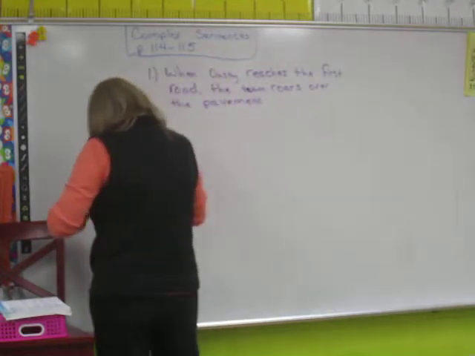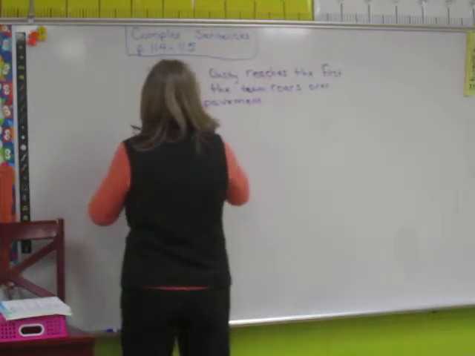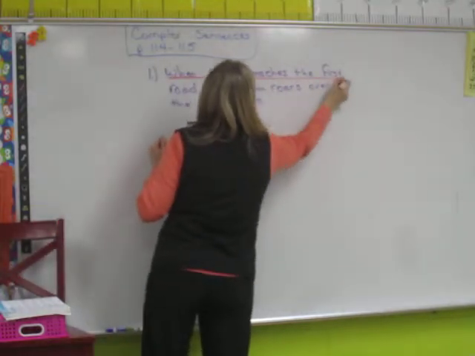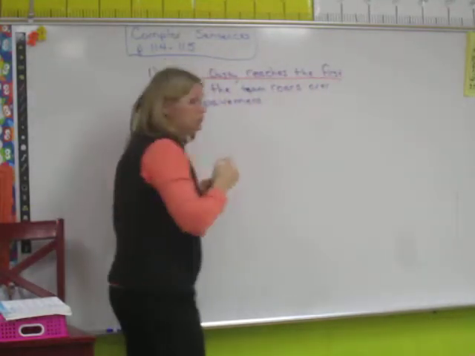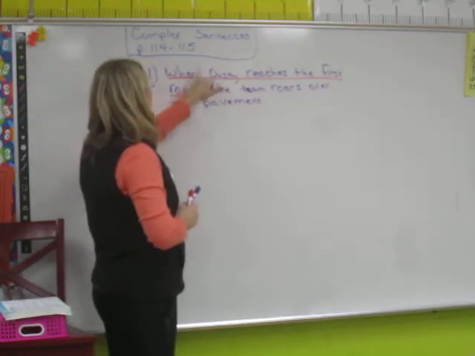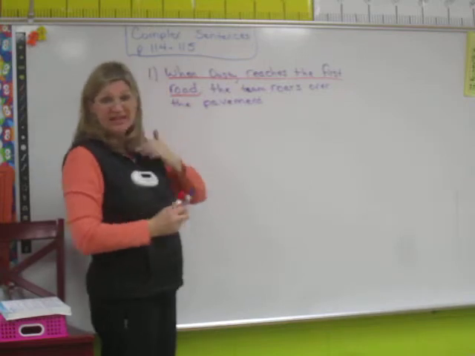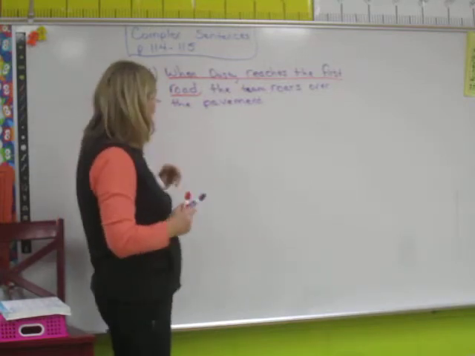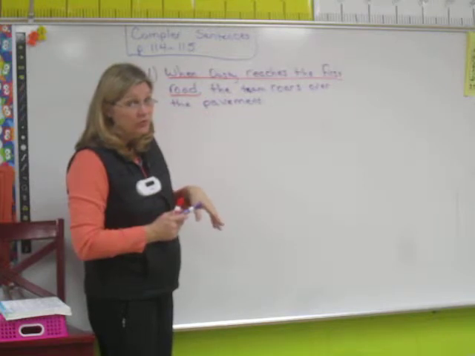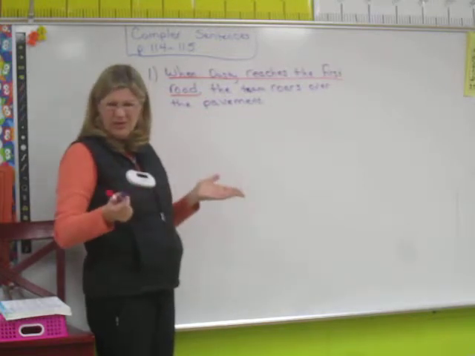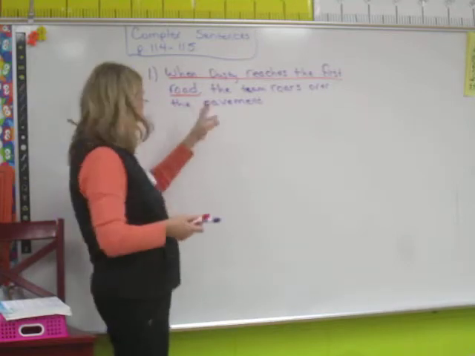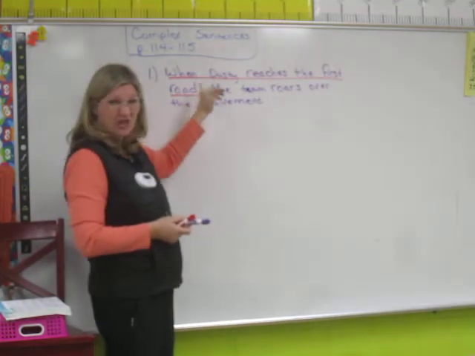So the first part is the dependent clause. It cannot be a sentence by itself. We've got 2 ways to know that. The first is it's got a comma, which means the dependent clause came first. The second is, think about it. If someone said to you, when Dusty reaches the first road, would you think they were done talking, or were you thinking that they forgot to tell you something? Because this is not a complete thought.